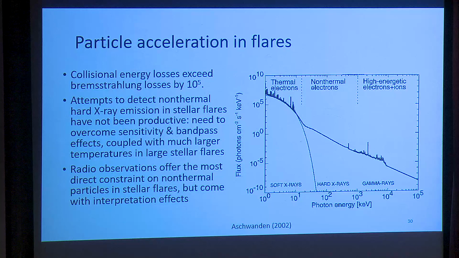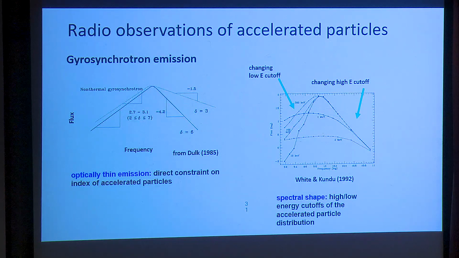We can't do that with stellar flares. Just this plot should hopefully show you why. There's 5 orders of magnitude here between the thermal energy and the non-thermal energy. Stellar flares are much hotter. I showed you that before. And so when you're looking in the hard X-ray range, you're predominantly seeing very hot thermal plasma. Gyrosynchrotron emission: we also have a hope of getting some constraint on the properties of accelerated particles.